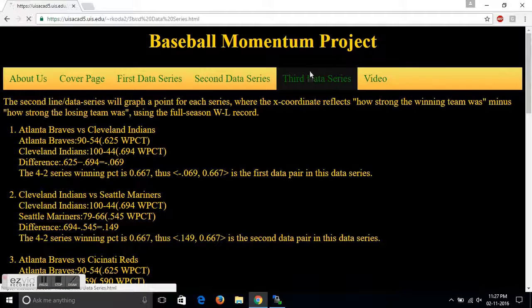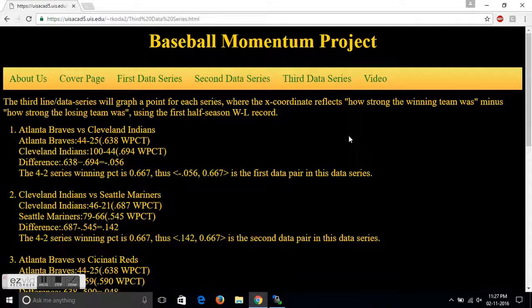Now we'll move on to the third data series. Here also we are going to plot a graph where the x-coordinate reflects how strong the winning team was minus how strong the losing team was. But here we would be considering the first half season W minus L record.